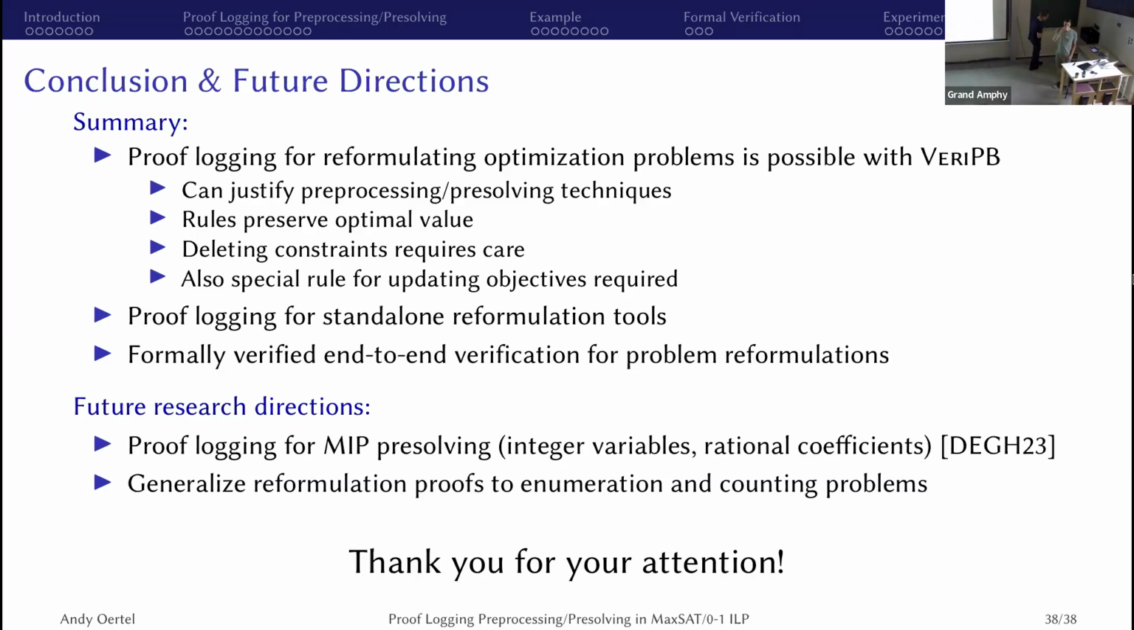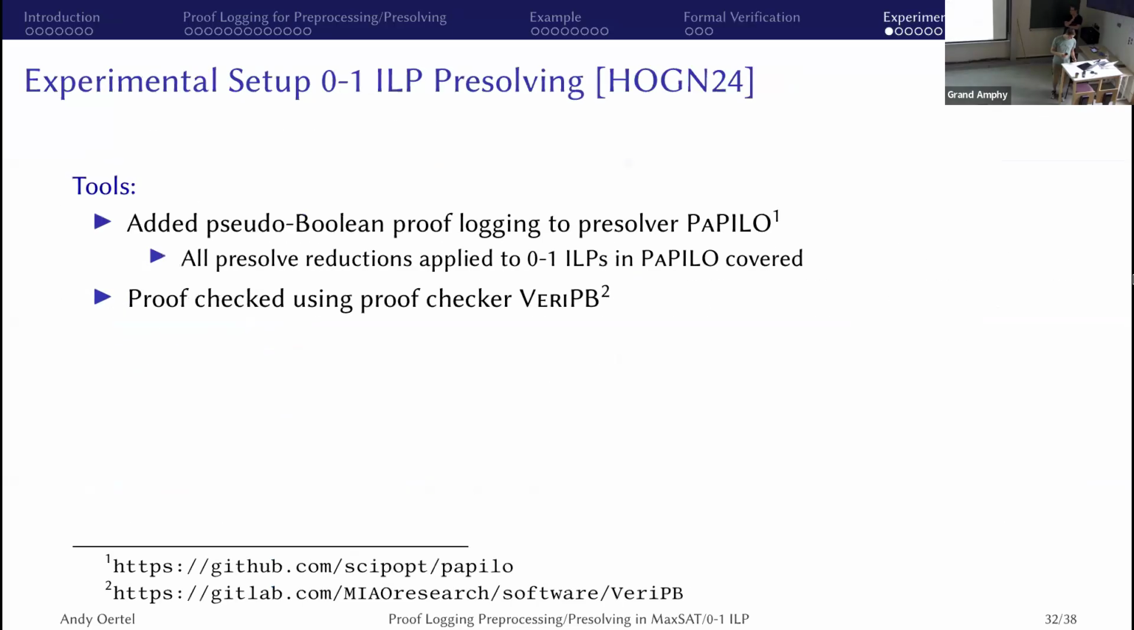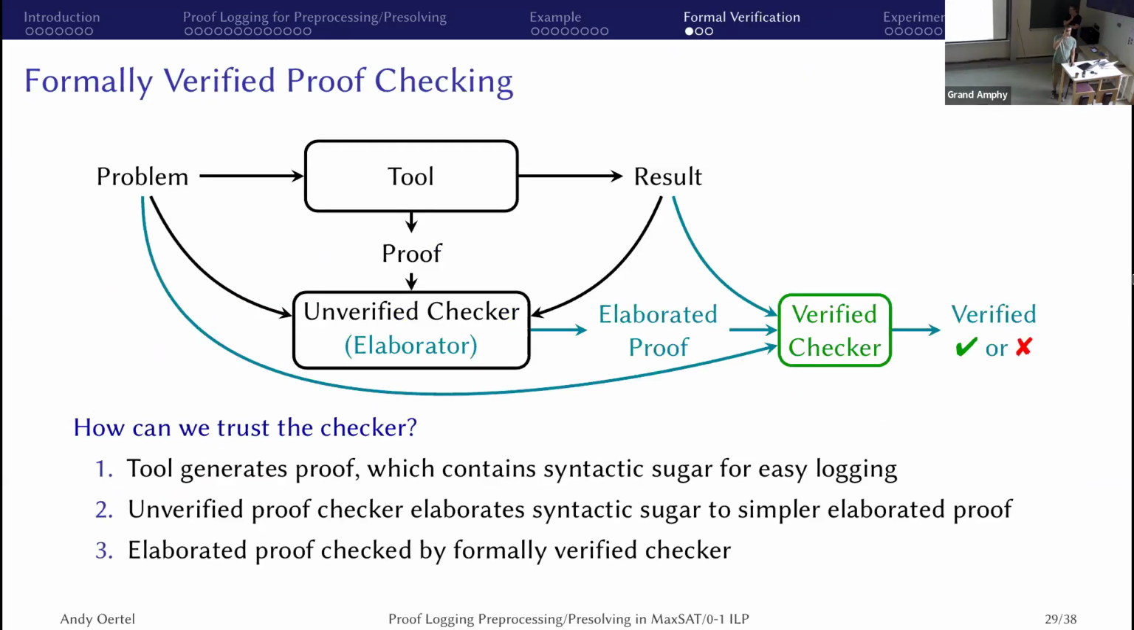Questions for Andy? Slide 29. A philosophical question about the lies that we tell people when we're explaining proof logging. Yes, the lie from the result to the verified checker. Should that be there? In this case, yes, because the result is the file that the preprocessing tool outputs. So for preprocessing and presolving, this is actually the case.